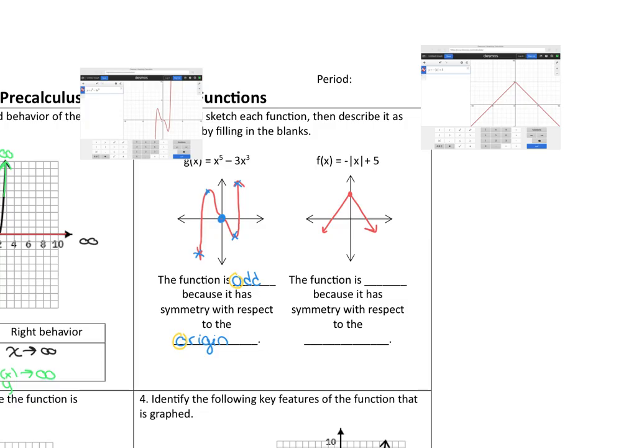Now this does not have symmetry with respect to the origin, because again, if it had origin symmetry, this arrow would have reflected over here. So I don't have that. If I called this my mirror and reflected, it goes left to right. So that would mean that this function is called blank because it has symmetry with respect to the y-axis. The y-axis was my mirror, and that's called even.